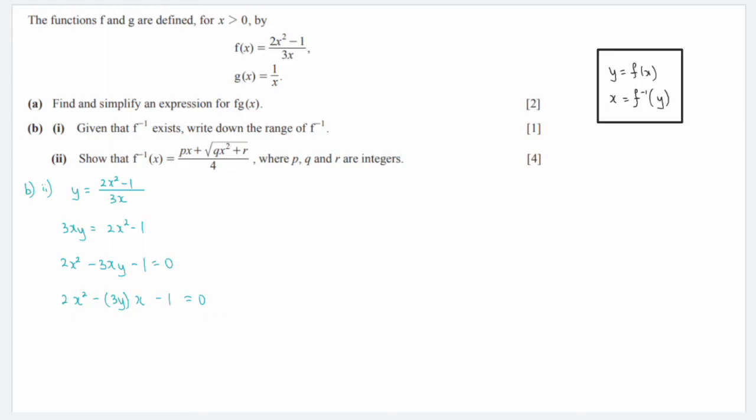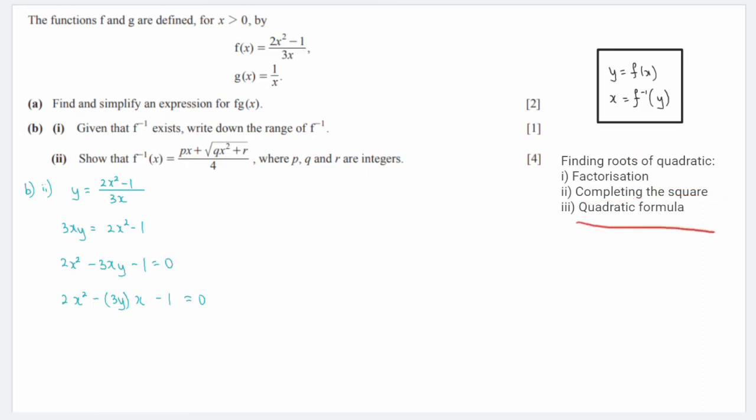Now, because this particular quadratic equation equals 0, it means that if you want to find the value or any expression of x, you just need to solve for the roots of this quadratic equation. In general, to find the roots of a quadratic equation, you have three methods. You can do either the factorization, completing the square, or just use the quadratic formula. Now in this case, because one of our coefficients here involves y, I think it's going to be a lot more straightforward if we just directly use the quadratic formula.